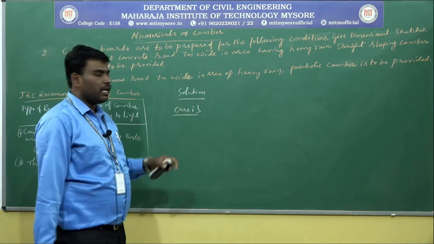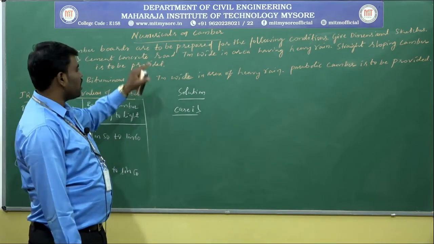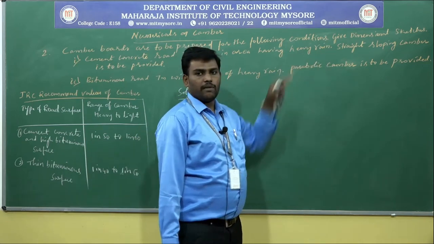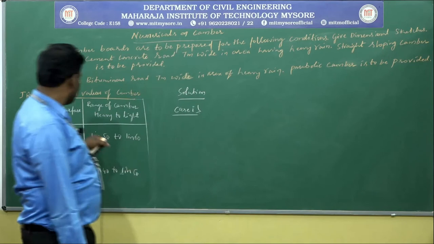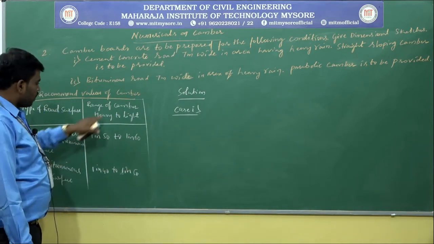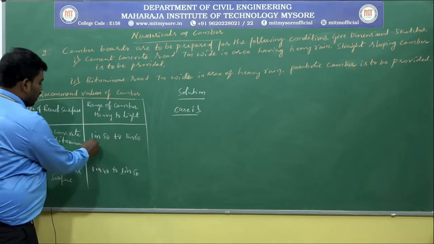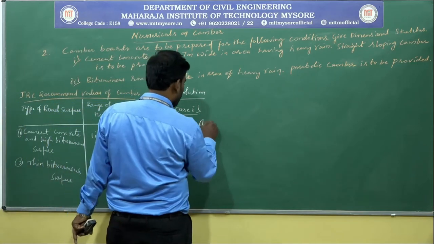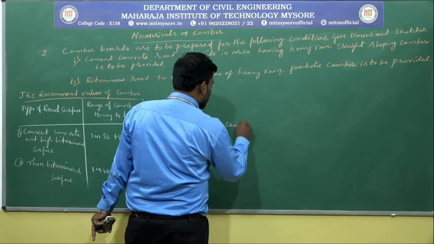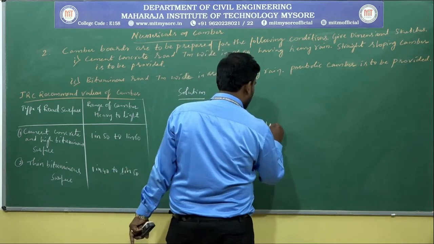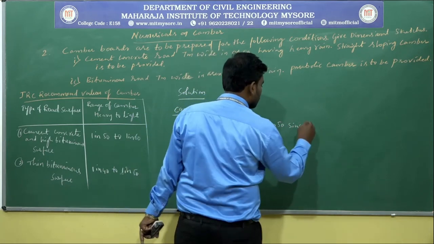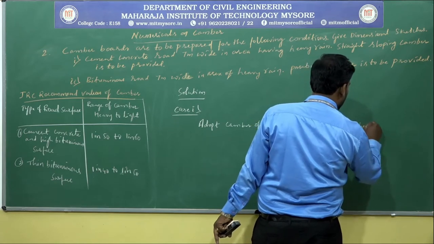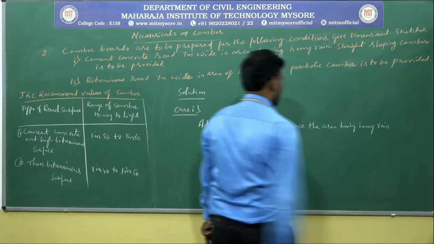The type of road surface they have given is cement concrete road, and the width of carriageway they have given is about 7 meter, and they also mentioned that it is heavy rain in that area. For a cement concrete road surface, if the rainfall is heavy, then the amount of camber is 1 in 50. So adopt a camber of 1 in 50 since the area is having heavy rain.